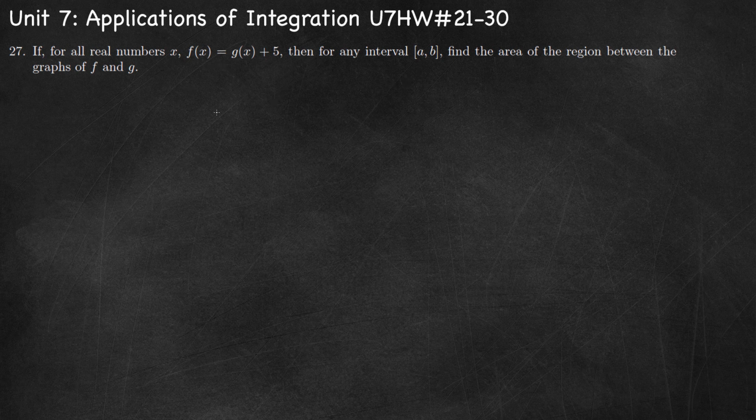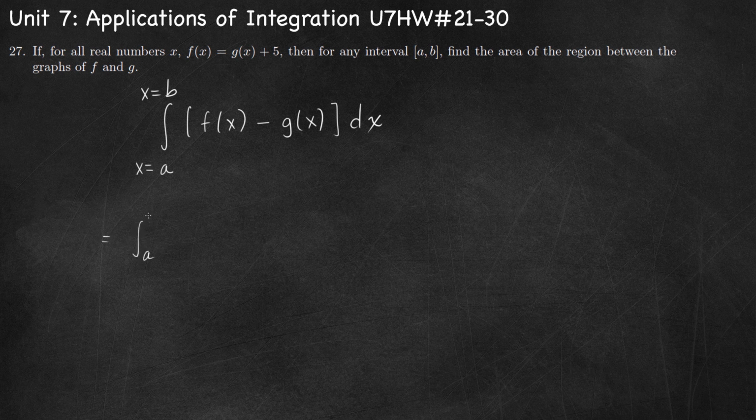And if your top minus bottom is the same over the entire interval, then you can set up your integral as a dx problem. So we would integrate from x equals a to x equals b, our top function, which is f of x, minus our bottom function, which is g of x, with respect to x. And we know that f of x equals g of x plus 5.